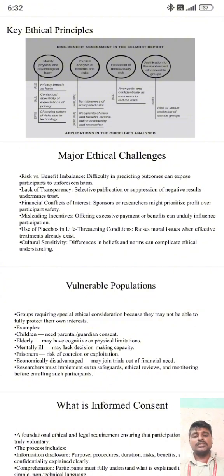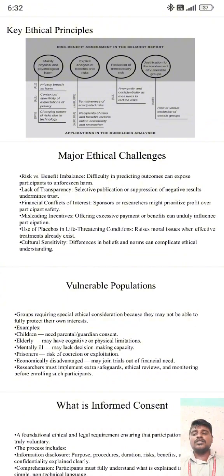Major ethical challenges. It is used for risk versus benefit balance. Difference in the outcome of the participation. Lack of transparency: selective publication or suppression of negative results and trust. Finally, the integration of participant safety. Next, the possibility of the life is used as a condition for the ethical surveillance.